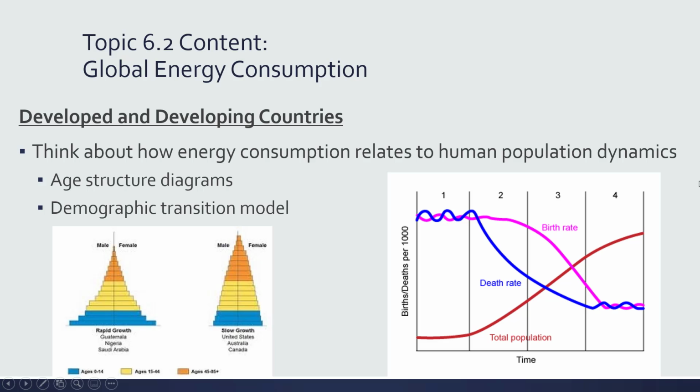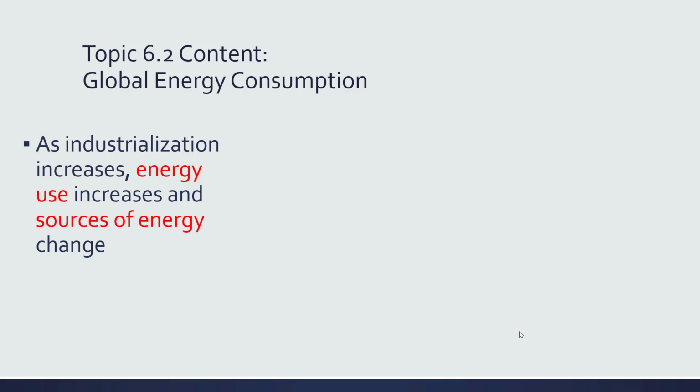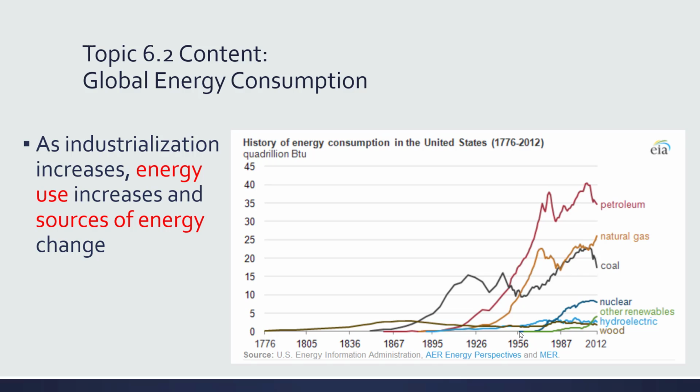Be able to connect that to the structure diagrams. So if you are in stage 2, you're a developing country, you are most likely using, again, biomass and coal, but again, directly for heat and light. If you are a developed country, which is stage 3, that is where you're starting to convert to things like coal, oil, natural gas, and nuclear power, hydropower, in order to create electricity. Okay, so as industrialization increases, energy use increases and sources of energy change. That's what this is showing you right here.